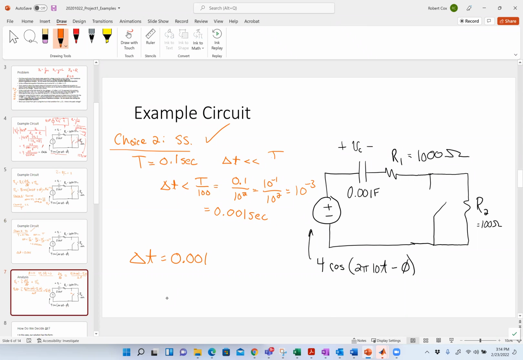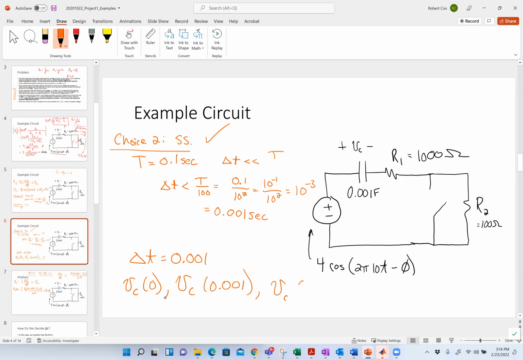So at what times am I solving for the voltage? I'm solving for V sub c at 0, and then at 0.001, and then at 0.002, and so on and so forth, right? So I'm not solving at all the values. I'm solving it at delta t, 2 delta t, 3 delta t, 4 delta t, 5 delta t, and so forth. I'm solving at all of those different points.